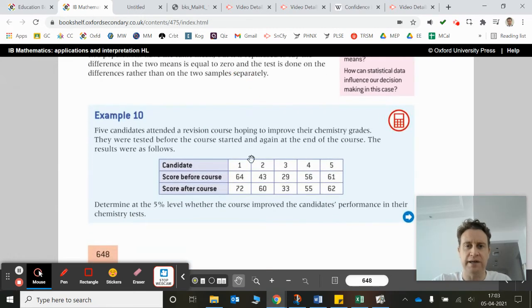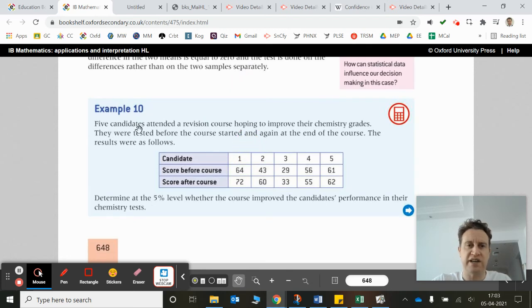So looking at example 10 here, you can see in example 10, they say 5 candidates attended a revision course hoping to improve their chemistry grades. They were tested before the course started and again at the end of the course. The results were as follows. So in this case, we want to know if they've made any improvement, I think. So let's see, determine at the 5% level whether the course improved the candidates' performance in their chemistry tests. This is useful. We can see whether or not lessons, courses are making any difference. Okay, if you test at the start and you test at the end, assuming that these tests are fair tests.